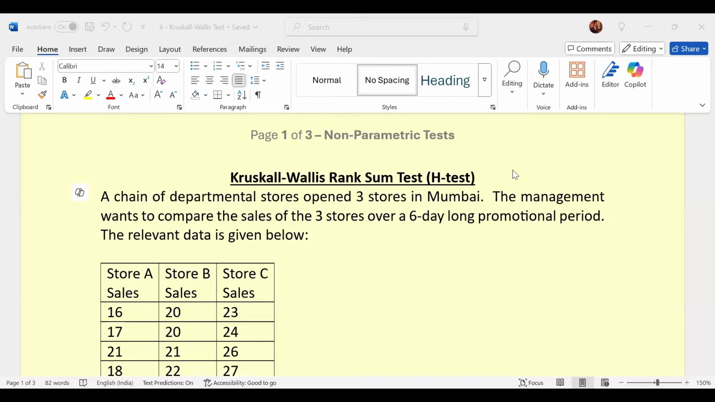Hello everyone. This is in continuation to various non-parametric tests that we are trying to understand. The next one is the Kruskal-Wallis Rank Sum Test, also called the H test. Here is a question. A chain of departmental stores opened 3 stores in Mumbai. The management wants to compare the sales of the 3 stores over a 6-day long promotional period. The relevant data is given below.